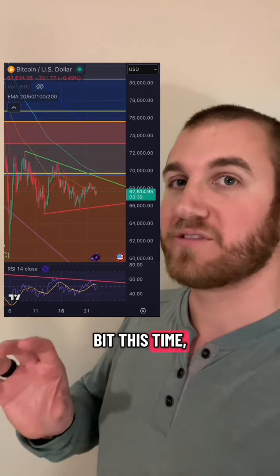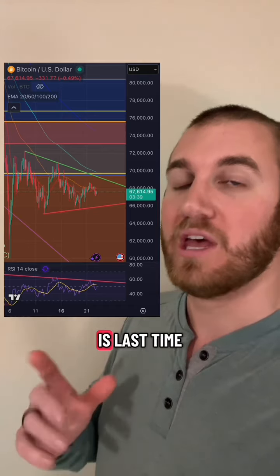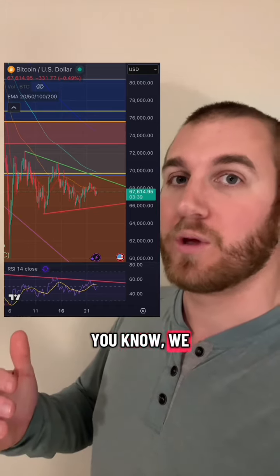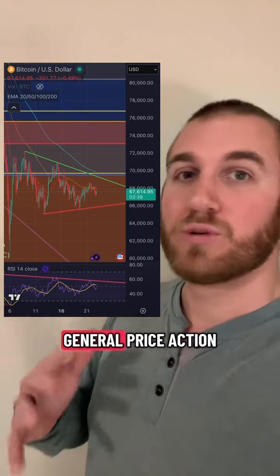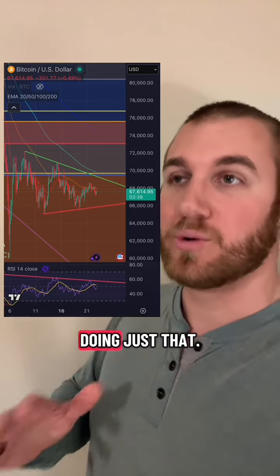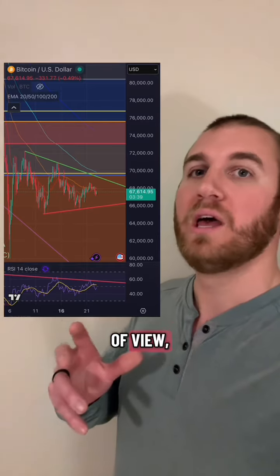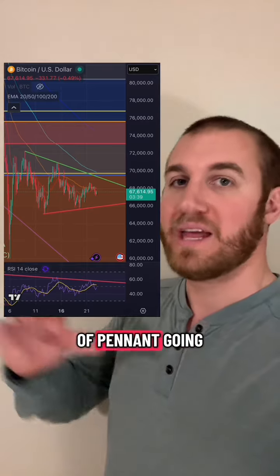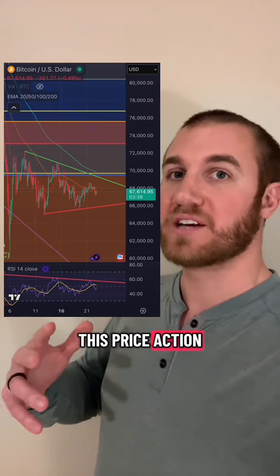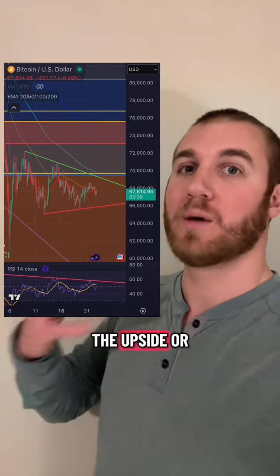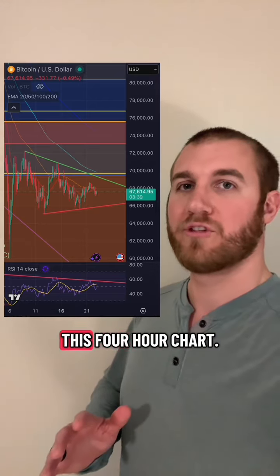Now we've zoomed in a little bit this time because I think there are some really key things I want to point out. The first, of course, is last time we talked about how basically things have been running sideways. And of course, general price action has still been doing just that. Now, as we can see from this point of view, we are basically in some kind of pennant going out to the side, and at some point this price action or trend will either break to the upside or the downside. But I want to look at something else related to this 4-hour chart.